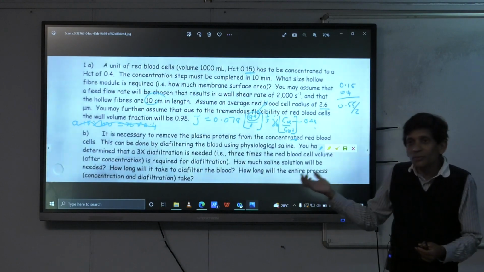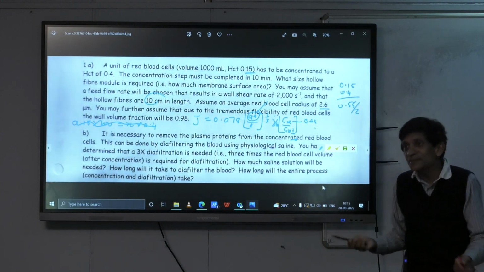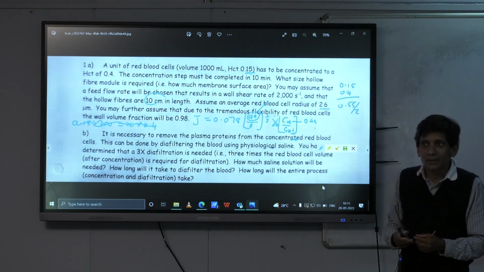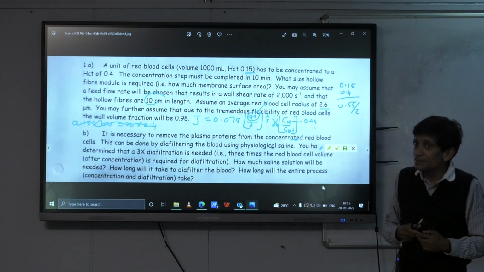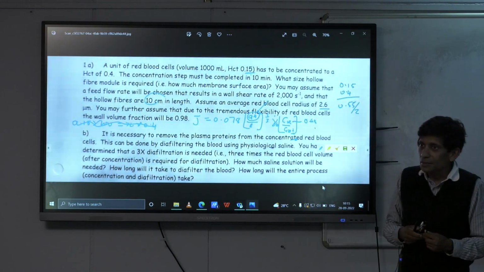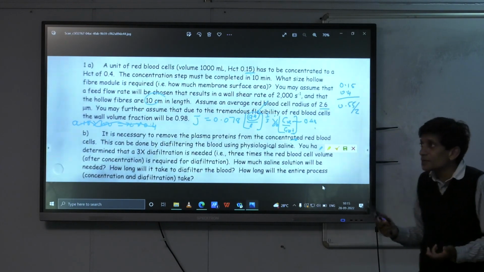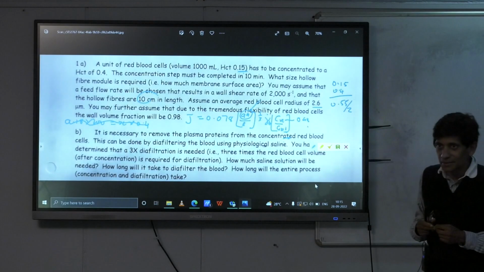Imagine you're working in industry. What would be wrong with using 0.15? Or what's right about it? What are the disadvantages of using 0.15? So 0.15 gives you the highest flux, right? Time will decrease. So you know if you use 0.15, probably you're underestimating the time, correct?